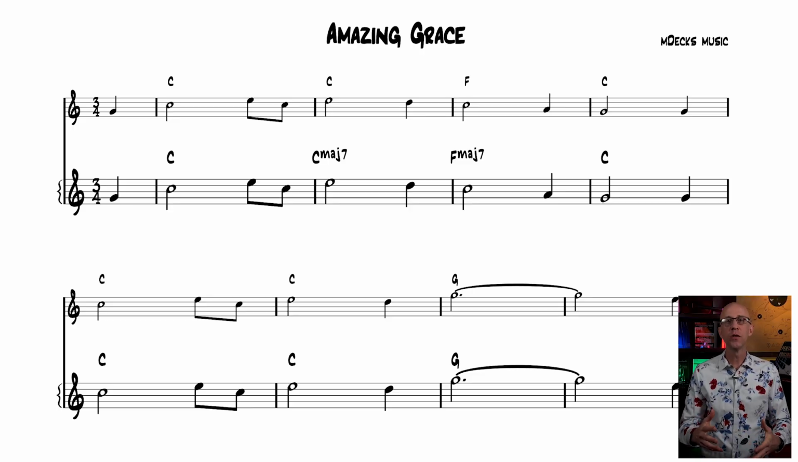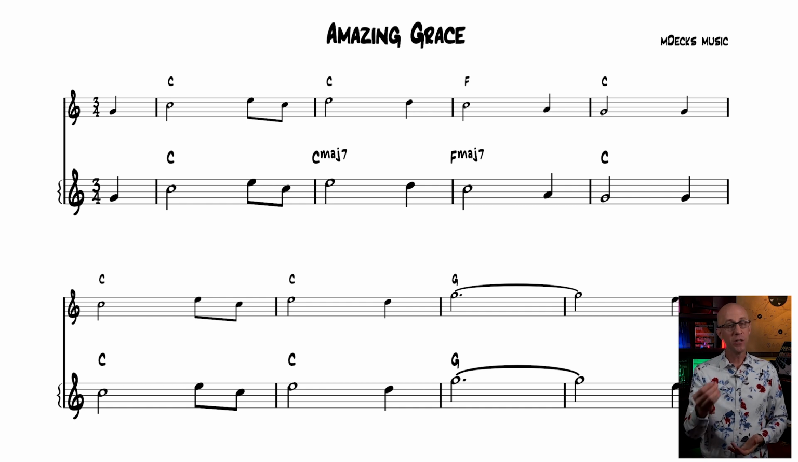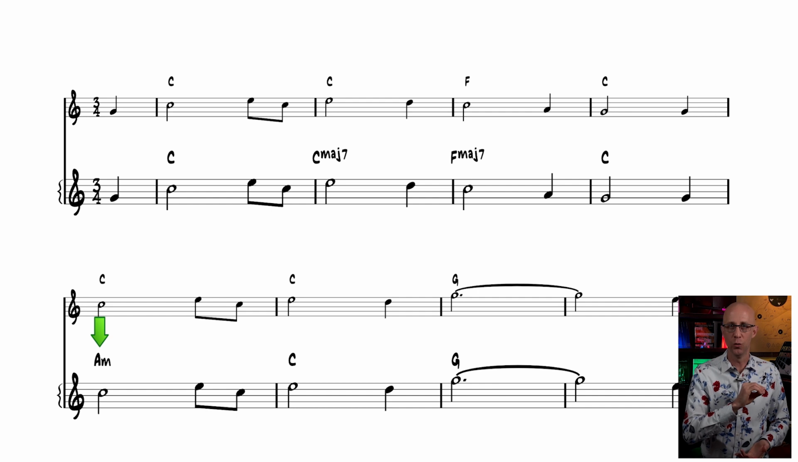Another measure that can use some reharmonization is this one right here. Now we have 3 consecutive C chords. So let's do something different this time. When you're stuck on a chord, like in this case, you can always visit other places in the same region. Look at what happens when I change this C chord, the 1 chord in measure 5, with the 6 chord, A minor.